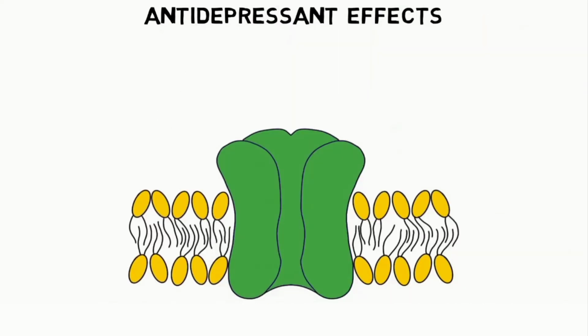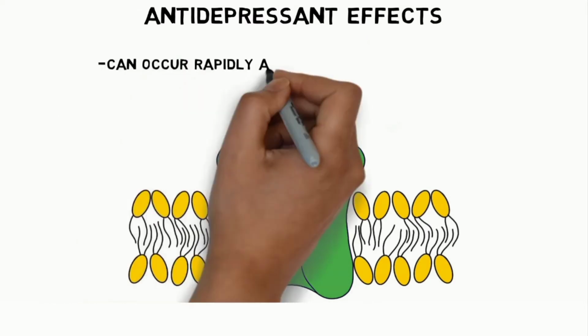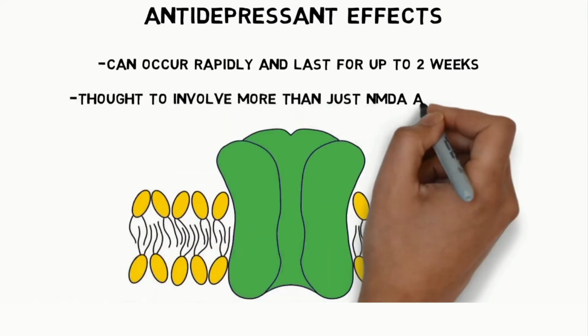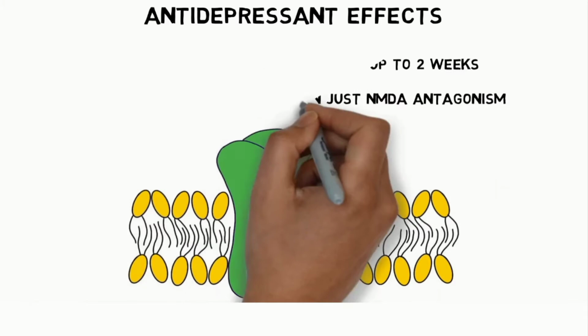Antidepressant effects. One hypothesis is that another glutamate receptor known as the AMPA receptor may play a key role. Its effect can occur rapidly and last for up to 2 weeks. The mechanisms underlying ketamine's antidepressant action are not fully understood, but it's thought that it cannot be explained by NMDA receptor antagonism only.